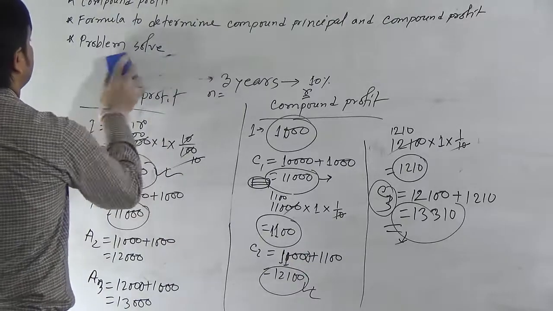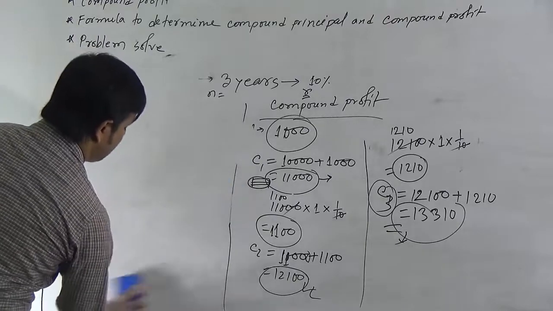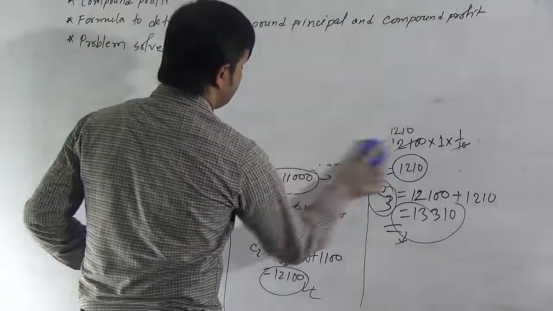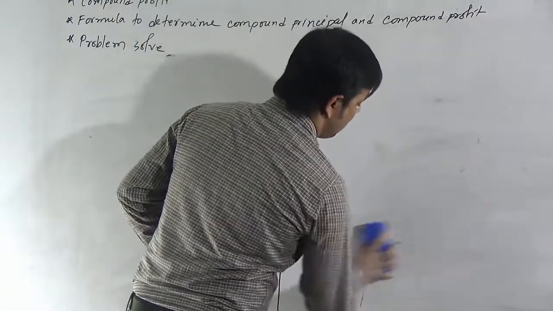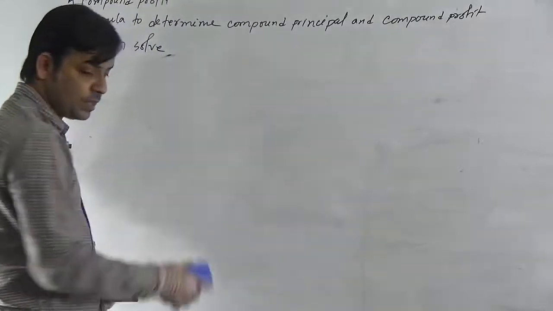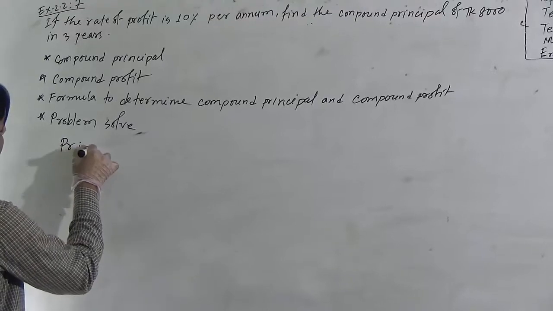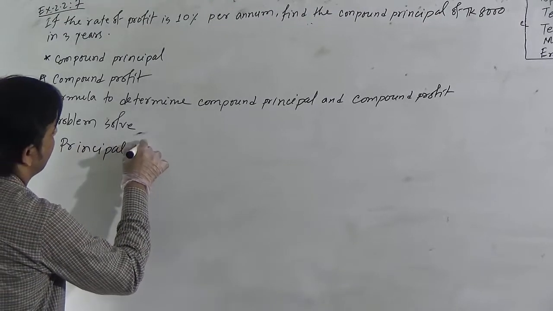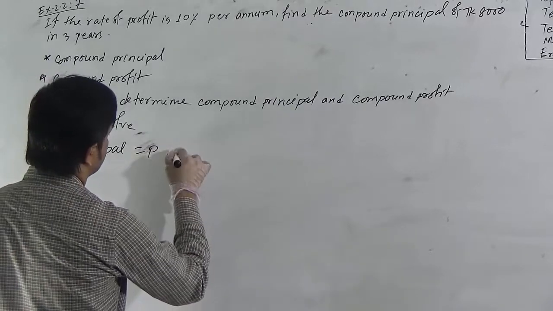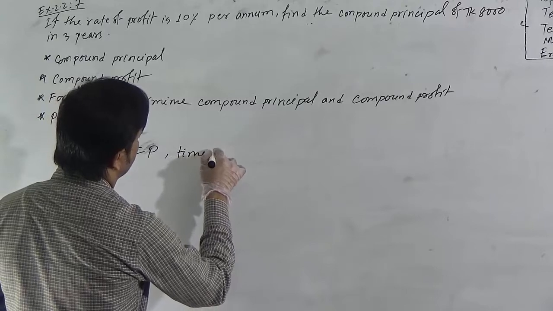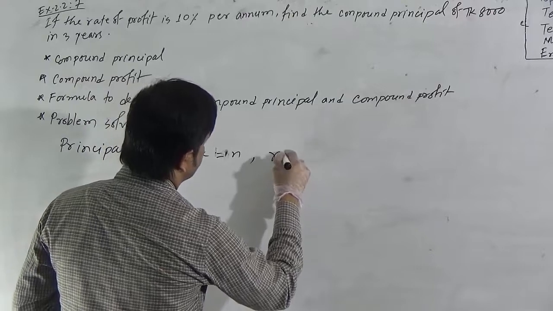Okay, now I will show the formula. As the principal changes every year in case of compound principal or compound profit, how can we find the formula? Suppose principal is P, time is N, and rate of profit is R.